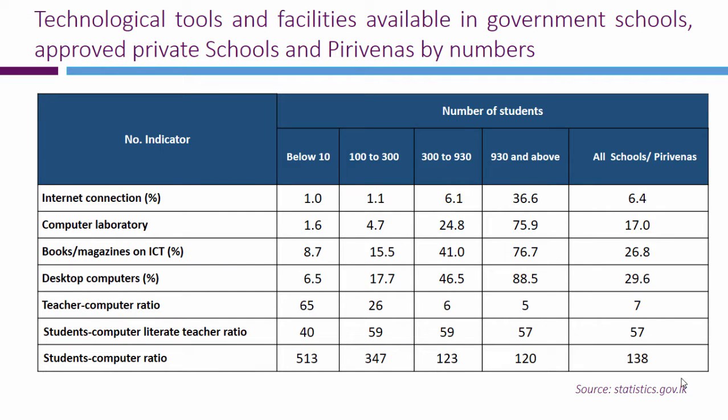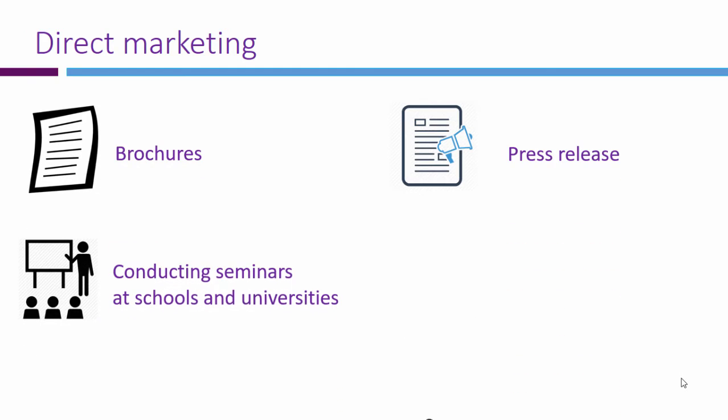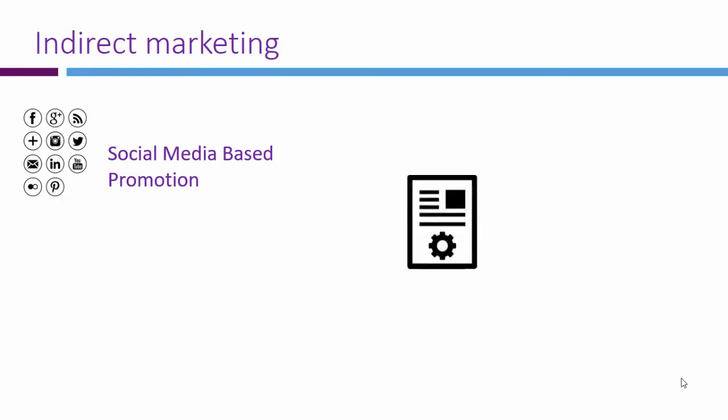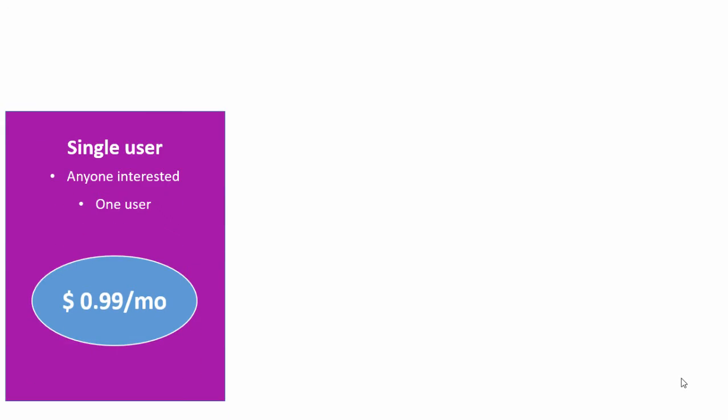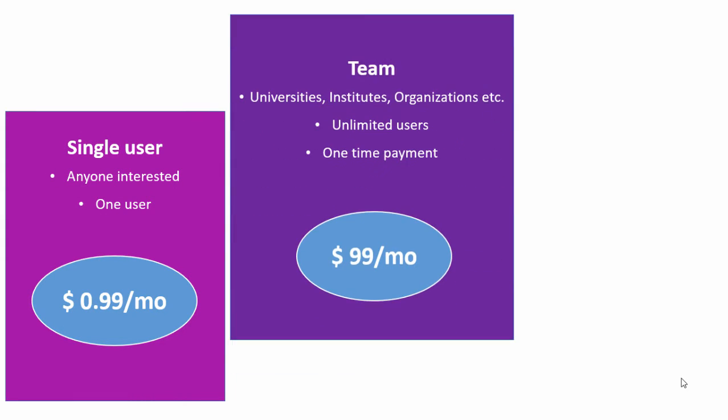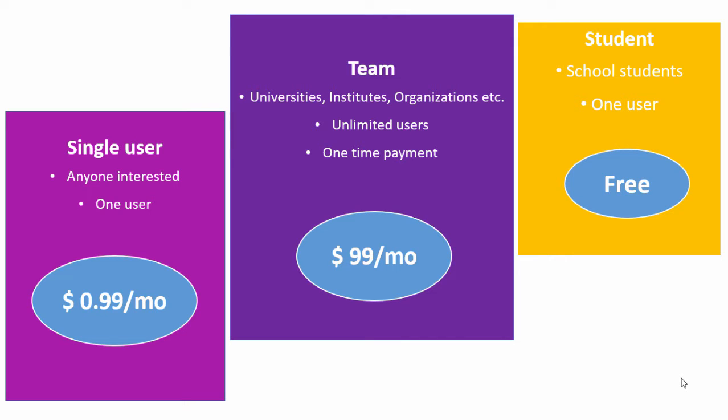From these statistics, we have derived how many of these people actually have the resources and are feasible to use our system. To promote our system, we use traditional methods as well as some web-based methods. And then money: a single user can have it for less than $1, and a team or, let's say, universities can have it for just under $100 with unlimited users. School students will get it for free, as in government schools, and peer students.